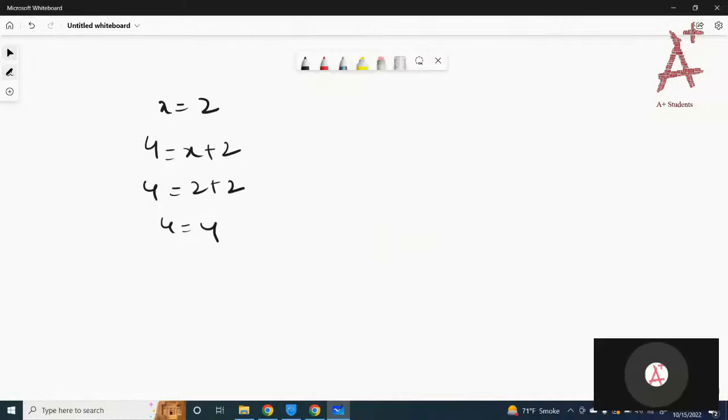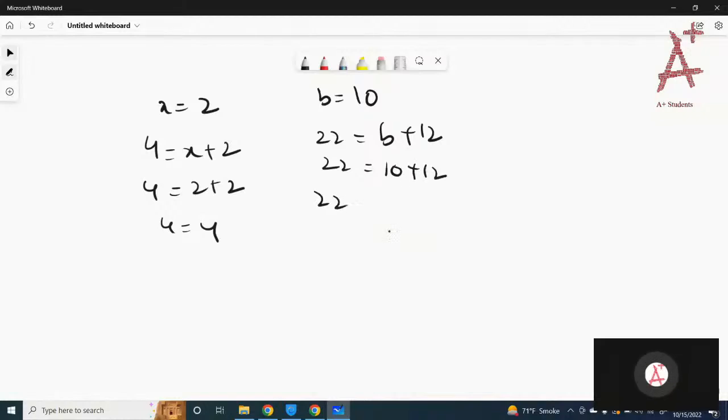So the next one is b equals 10, a solution to this equation, and the equation is 22 equals b plus 12. So just replace b with the value: 22 equals 10 plus 12. So 10 plus 12 is 22. So both sides of the equation are equal. That means yes, this is the solution of this equation. Got it?